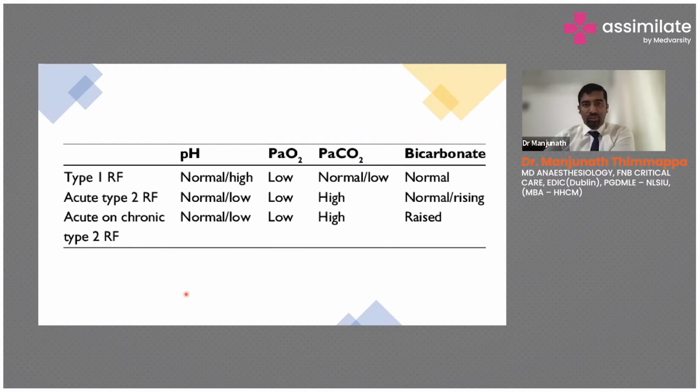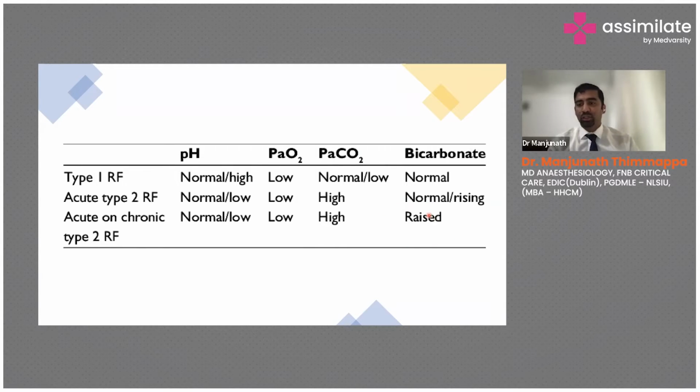So this is the table that tells us, if the patient has type 1 respiratory failure, the pH can be normal or high, the PaO2 will be low, the bicarbonate will be low, and the PCO2 can be normal or low. If the patient is tachypneic, the PCO2 can be low. In acute type 2 respiratory failure, the PCO2 will be high, and bicarbonate will be normal or slightly increased. Most of the time we come across acute on chronic type 2 respiratory failure; see the CO2 and also the bicarbonate levels, which will be more than 30 or 35.